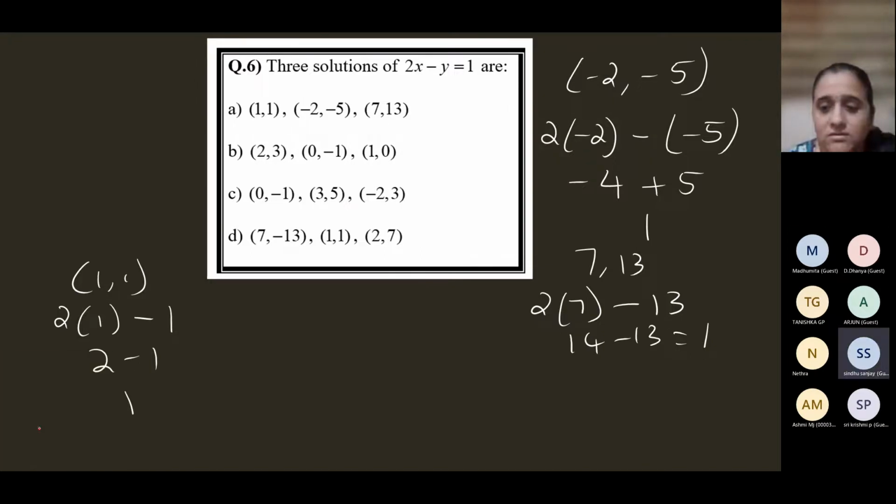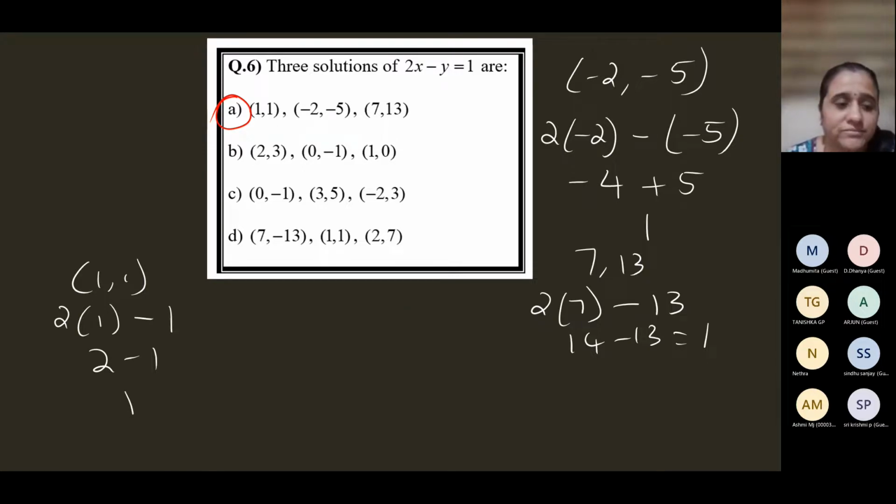Sanjay, okay, good, Sanjay. A is the correct option, because all the 3 points given in A satisfy the equation 2x minus y is equal to 1.